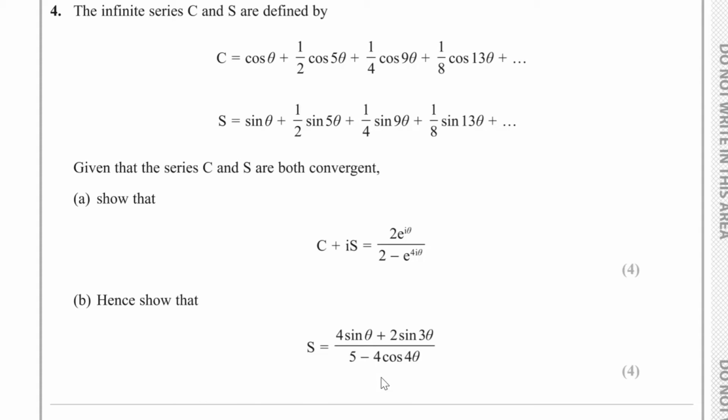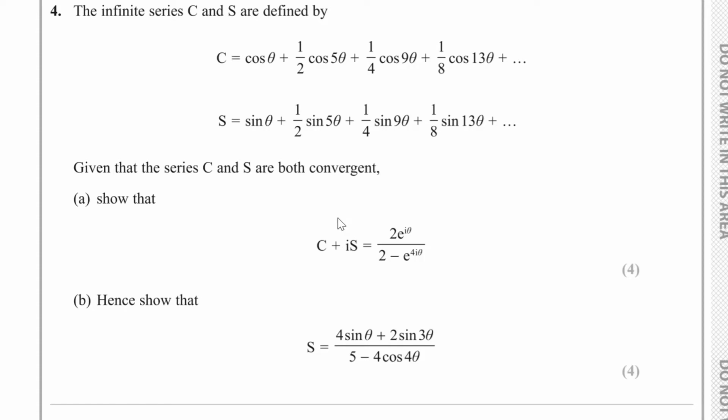Question number 4. The infinite series C and S are defined by C equals cos theta plus 1/2 cos 5 theta plus 1/4 cos 9 theta plus 1/8 cos 13 theta, and S is defined by sin theta plus 1/2 sin 5 theta plus 1/4 sin 9 theta plus 1/8 sin 13 theta, etc. Given that the series C and S are both convergent, we have to show that C plus iS equals 2e to the power of i theta over 2 minus e to the power of 4i theta.